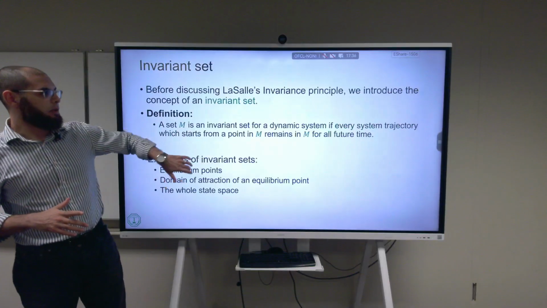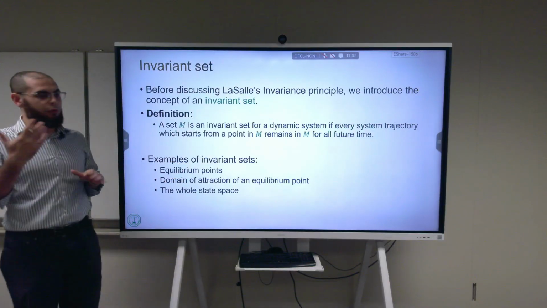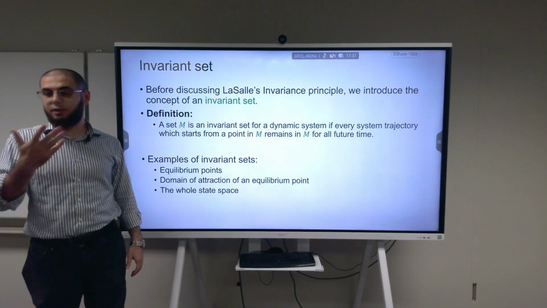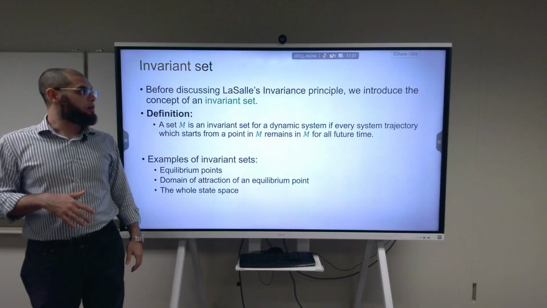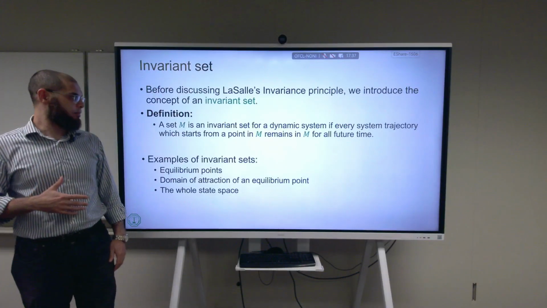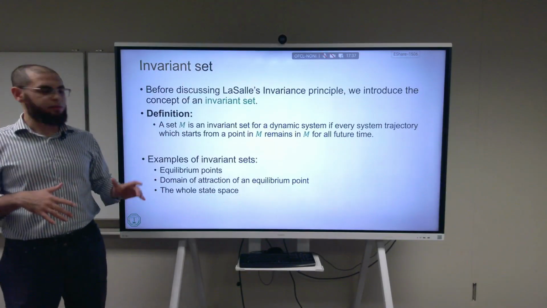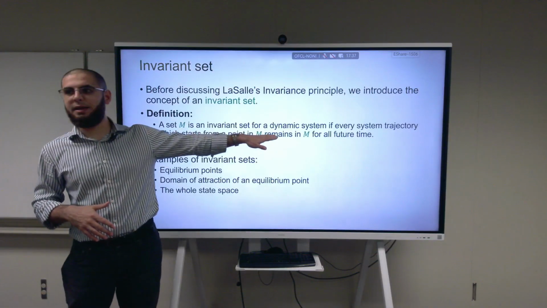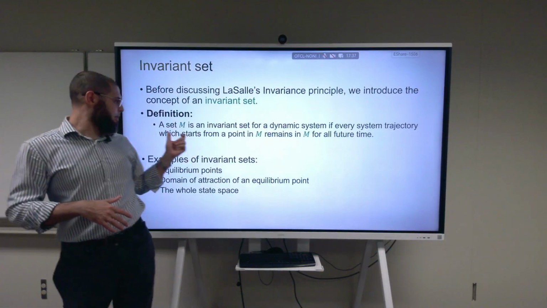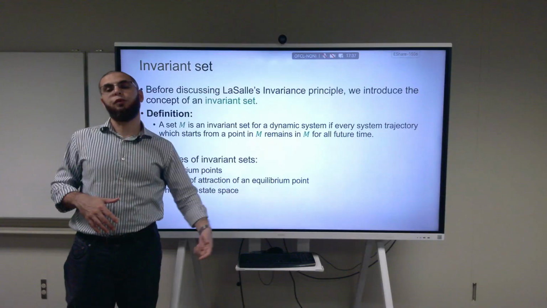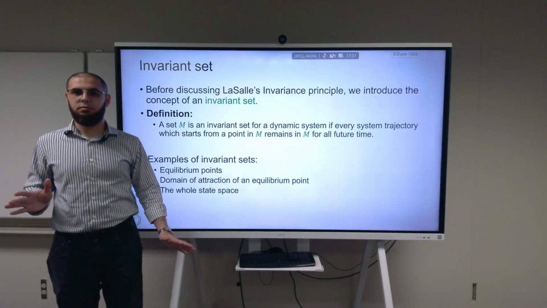Before discussing the principle of LaSalle, or this theorem that he came up with, we have to introduce the notion of an invariant set. What does an invariant set mean? This is the general definition. A set M is an invariant set for a dynamic system if every system trajectory which starts from a point in M remains in M for all future time. Make sense? Have you heard something like it?